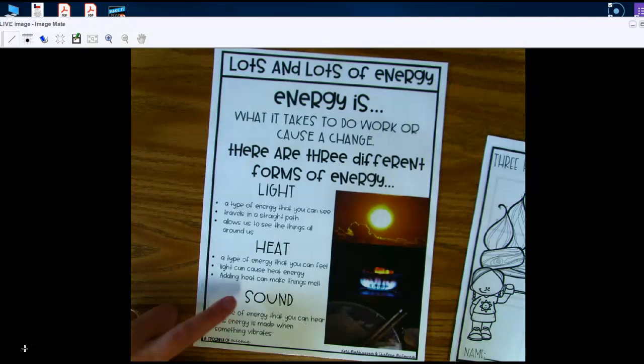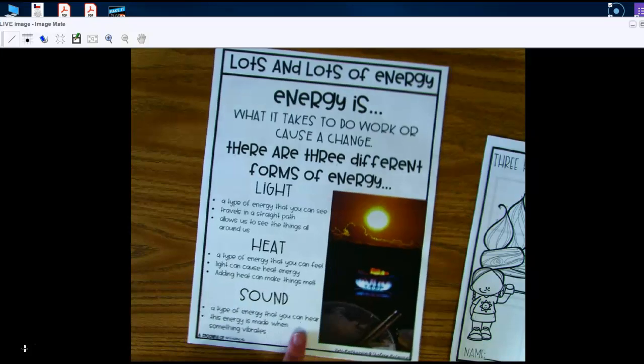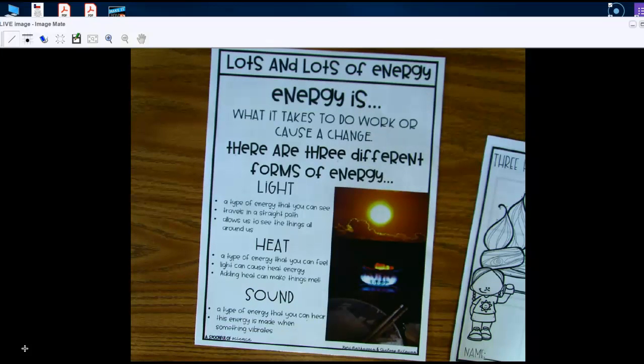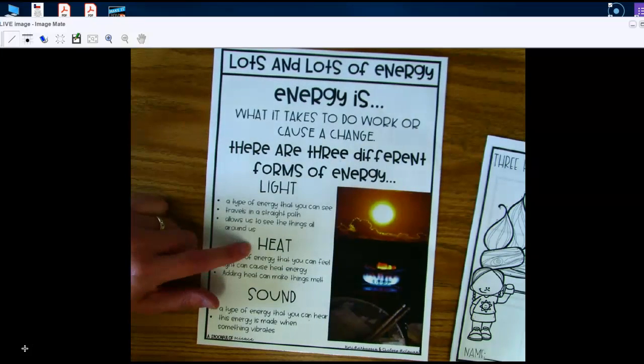Okay? Sound, what do you think? What sense do we use for sound? Cooper? Light we see, heat we feel, sound we hear. That's right. A type of energy that you can hear. This energy is made when something vibrates. So whenever you're playing guitar, you have the strings, right? You make the strings vibrate. And that makes the sound you hear in music. So that is one example of how sound is an energy that we can hear. So there's 3 kinds: light, heat, sound.